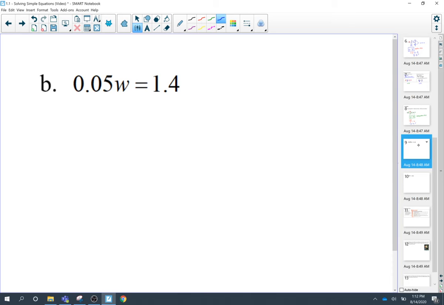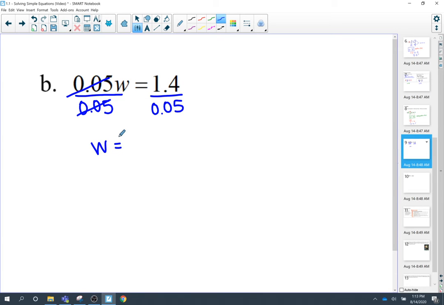Letter B, 0.05w equals 1.4. So 0.05w means multiply. We're taking 0.05, we're multiplying it by w. What is the opposite of multiplication? Division. So we're going to divide both sides by 0.05, divide by 0.05. This one is going to cancel this one. They're going to go down to 1, which is going to leave us with w.